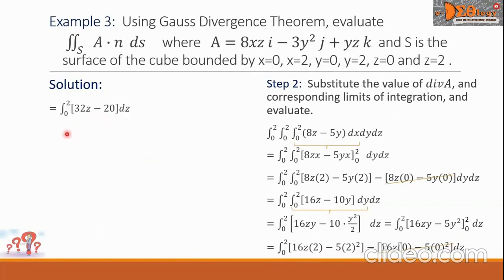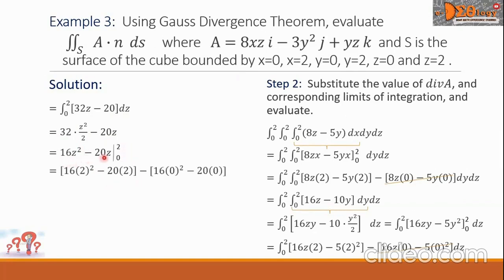Let us now integrate the final integral. So the 32z with respect to z is 32 times z squared over 2 minus integral of 20, that is a constant, with respect to z. So we have 20z. We simplify 32 by 2, we have 16z squared minus 20z. Let us evaluate this with respect to the limits from 0 to 2.